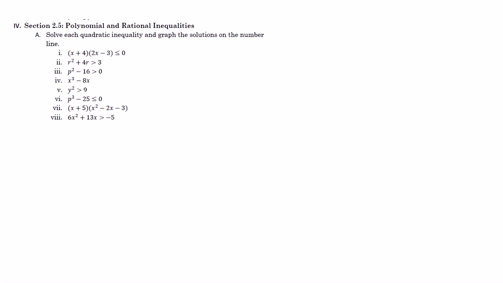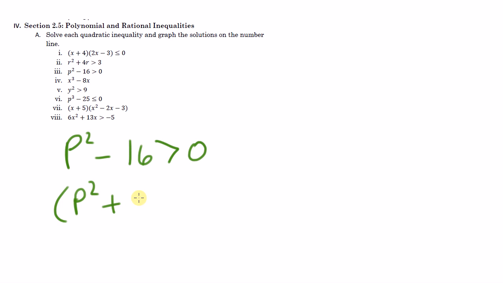Let's see. I want to go with some green this time. Yeah, let's go green. Alright, so we have p squared minus 16 is greater than 0. If you haven't started looking for this, look for it. This is a perfect square. So we end up with p squared plus 4, I'm sorry, back this up a little bit.